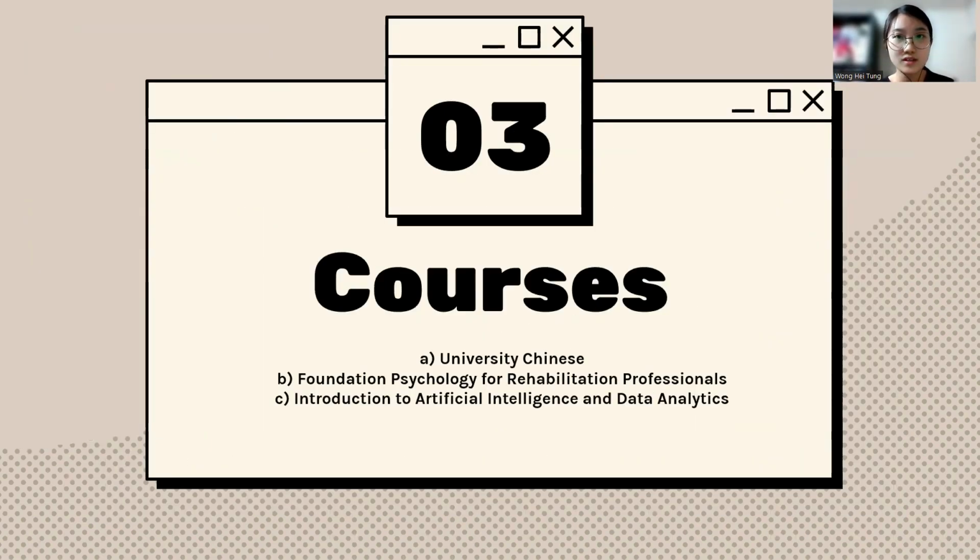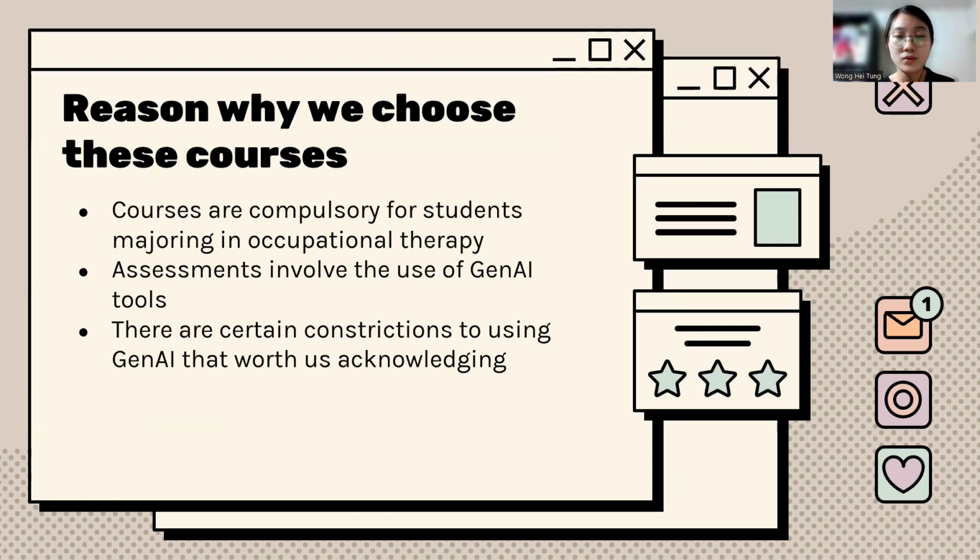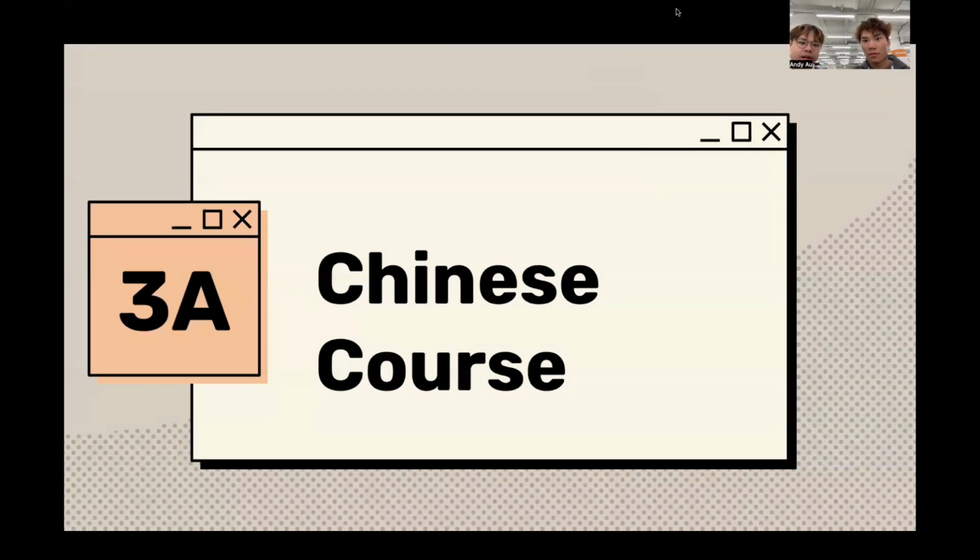So now we will talk about some courses. We chose them because these are compulsory courses to OT students, and they involve the use of Gen AI tools. Okay, so let's move on to talk about the Chinese course.